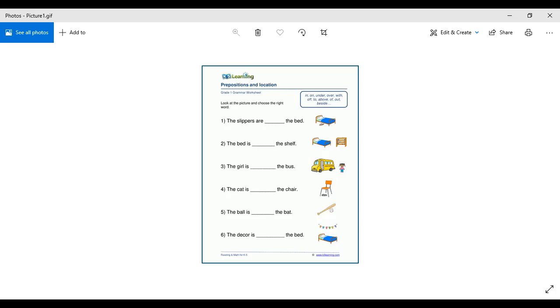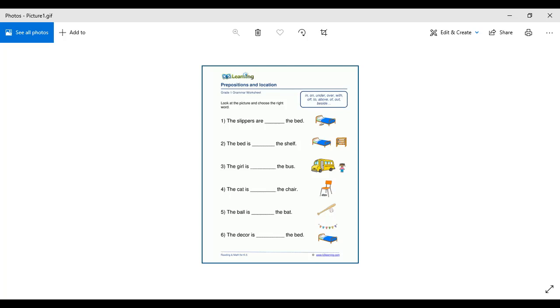Okay, look at the next one. The girl is dash the bus. The girl is, no, she's not in, not out. She is off the bus, right? Or you can also say that she is beside the bus, okay? The next is: the cat is dash the chair. Again, a similar one that we have done. The cat is under the chair, right?